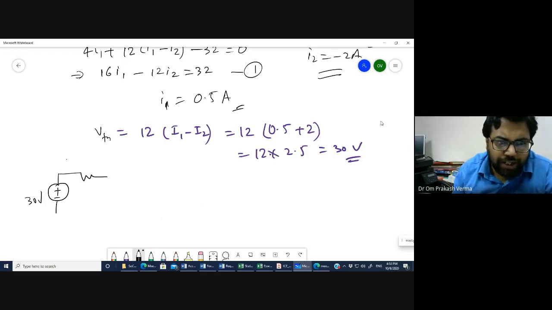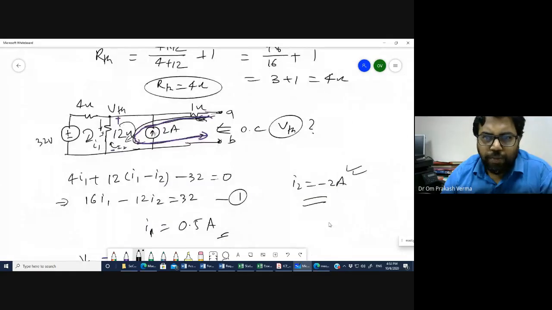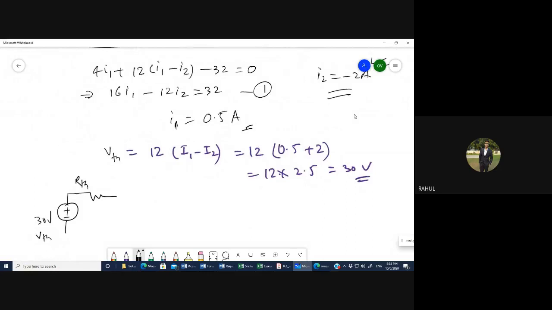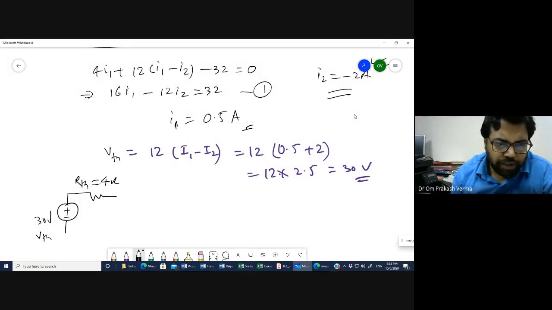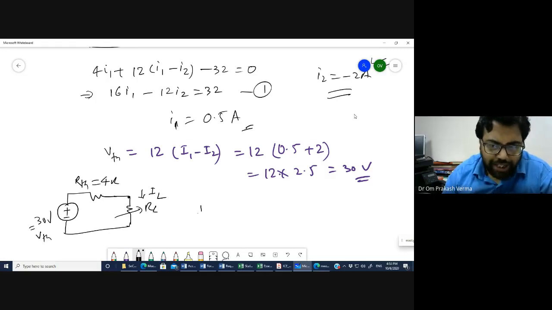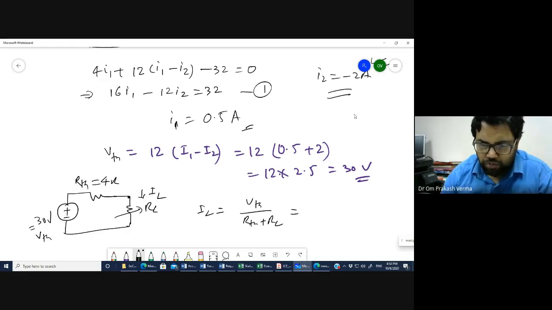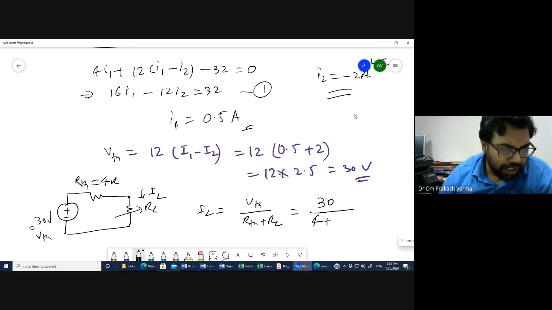What is RTH? You have calculated RTH as 4 ohm, right? So this is 4 ohm, and this is 30 volt. Now your RL is given, so you can calculate the current IL. First, IL is VTH upon RTH plus RL. VTH you calculated 30, RTH you have calculated 4. First, RL is given as 6, so you can calculate it is 3, right?